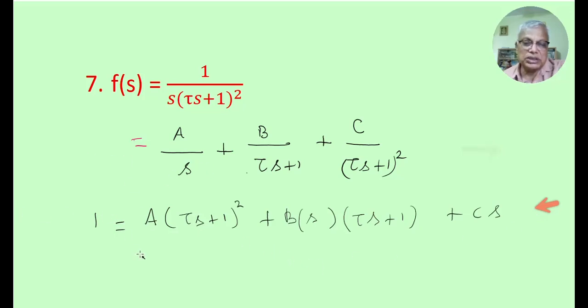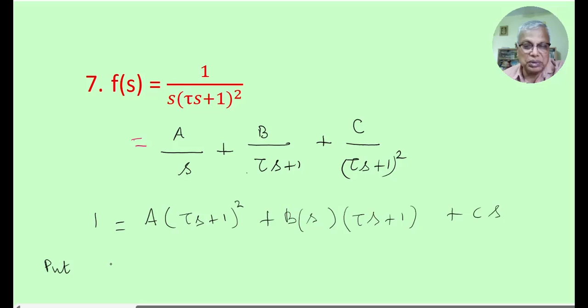Next I take the LCM and multiply throughout by the LCM, so it is going to be 1 equal to A into (tau s plus 1) whole square plus B s into (tau s plus 1) plus C s. Let us evaluate the constants A, B, C. First is simple: let me put s equal to 0. Then this term goes and this term goes, so you're left with only the A term, giving 1 equal to A. That is, A equal to 1.